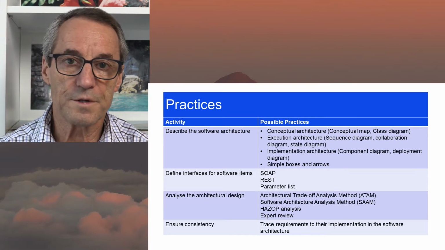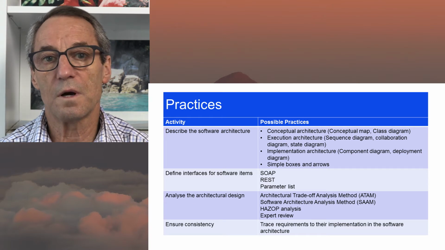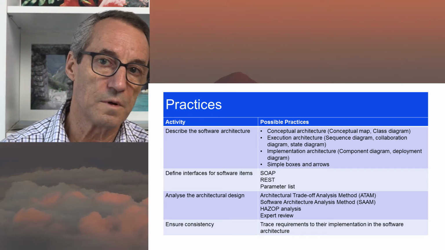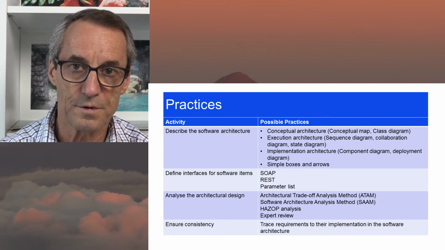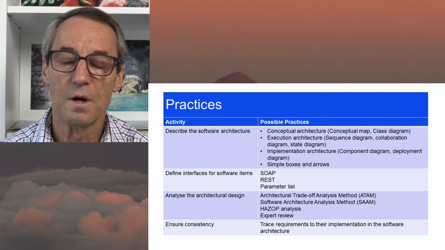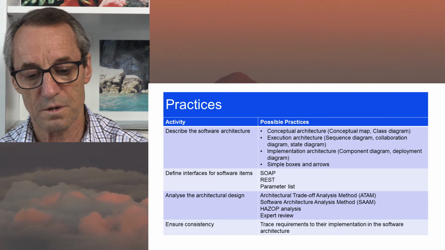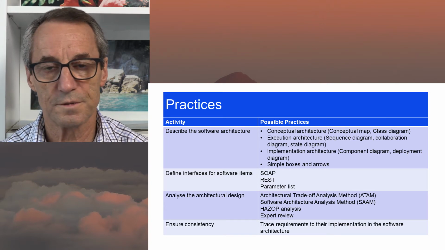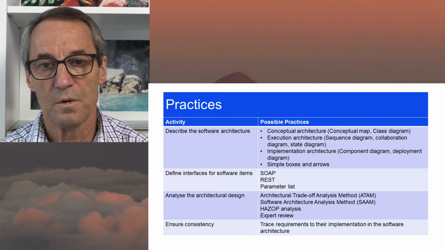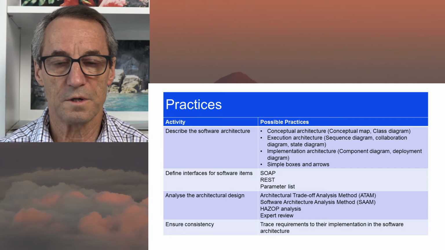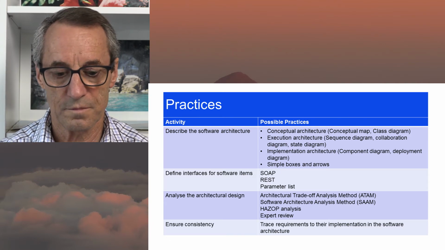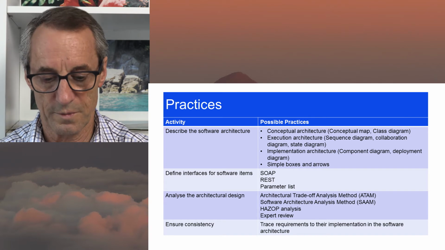Now, define the interfaces. The interfaces are usually the message passing. So you could have a SOAP interface or REST interface, or you could have a parameter list that conforms to neither of those things. SOAP and REST are communication protocols, whereas if you're simply passing parameters within the same process space, you probably would use a parameter list.